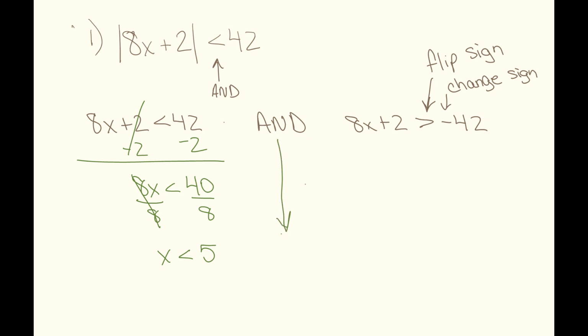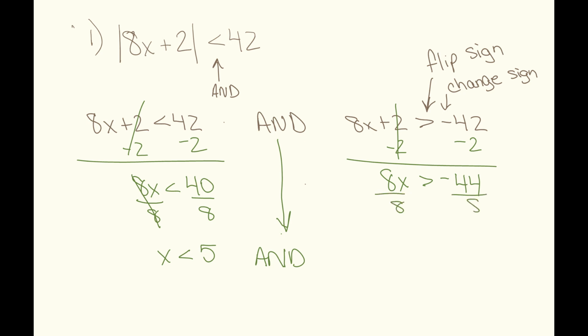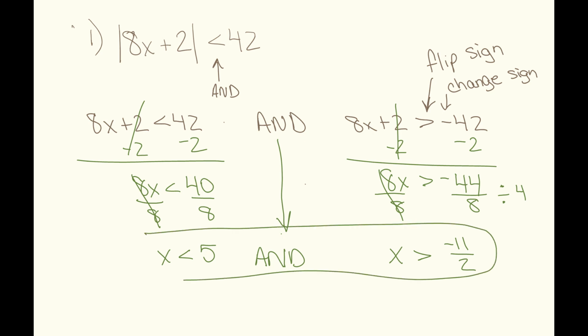And then, again, your word and comes down. And you do the same thing on this side. So subtract the 2. 8x is greater than negative 44. And then divide both sides by 8. Just reduce this fraction. It's going to be an improper fraction, but that's okay. I want it to be simplified. So I can simplify this by dividing both of these by 4. So I get negative 11 over 2. So both of these are my answers.